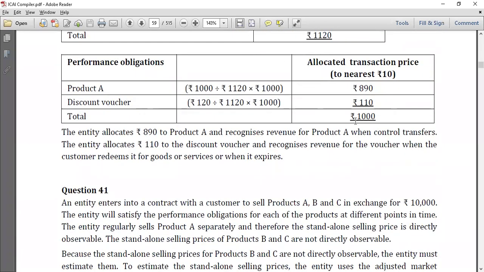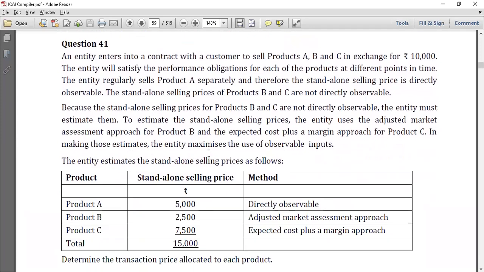The total comes to 1,120. So here you have to allocate the transaction price, that is, 1,000 should be allocated between 1,000 and 120. So the entity should allocate 890 to product A and 110 to the discount voucher. When the control of product A is transferred to the customer, 890 will be recognized as revenue. And 110 is recognized as revenue whenever the customer redeems the voucher, or whenever it expires, within the next 30 days.